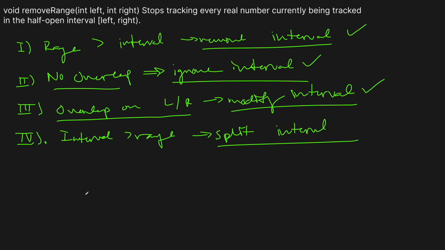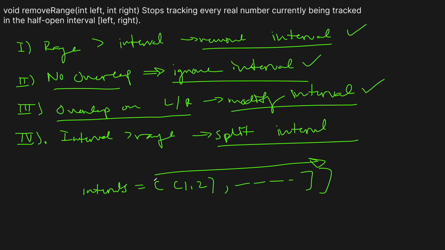And remember, we're going to have our intervals list. So intervals, this will be some list of, 1 to 2, blah, blah, blah, right? These will be the intervals. And we're basically just going to go over the entire list in one pass and basically check, do we need to remove something? Do we need to edit something? That kind of stuff. So we're just going to go through one time and basically check all these cases for all of the intervals. So that is remove range.